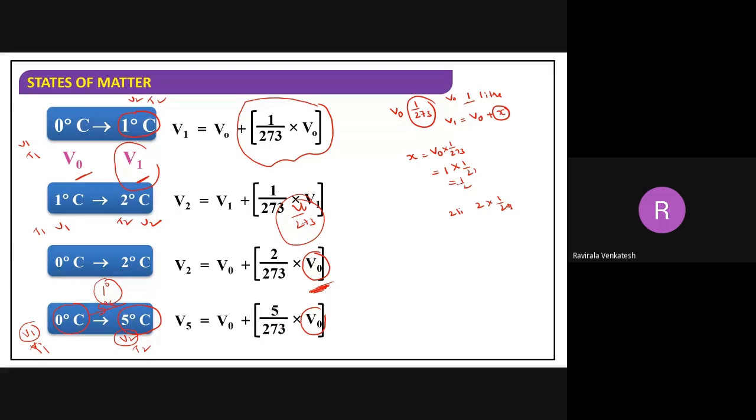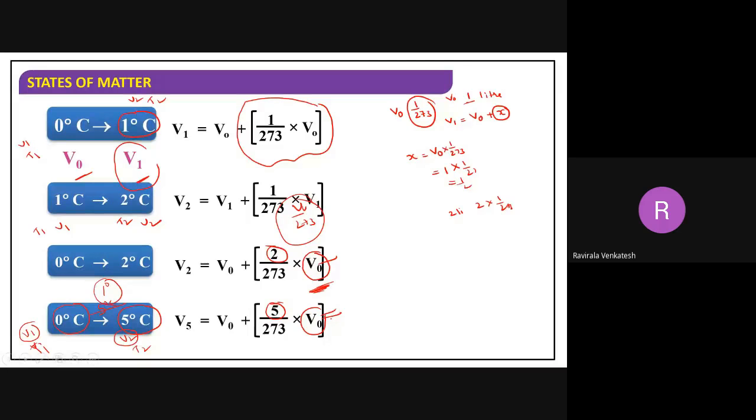Now you have to take 273 again. But how many times is it? 5, no. So you take here 5 by 270. Here 2 by 270. Here you have to change only. Not here actually. This will be V0 only. So for 1 degree Celsius, 1 by 273 into V0. For 2 degrees Celsius, 2 by 273 into V0. For 5 degrees Celsius, if you change, what happened? 5 by 273 into V0.